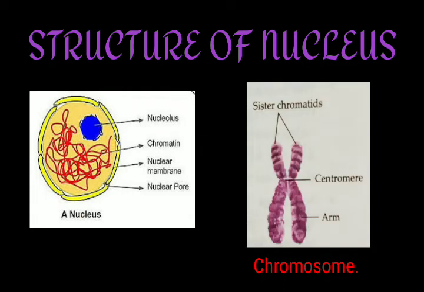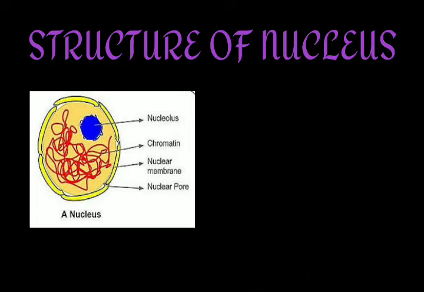Fine. So this was the structure. What are the components of the nucleus? Nuclear membrane, nucleoplasm, nucleolus, and the last one is chromatin material. Fine.